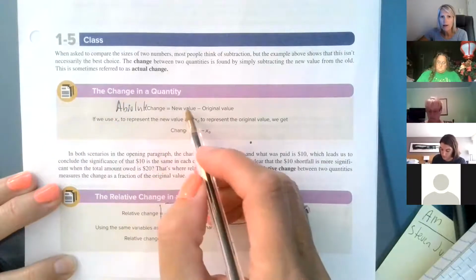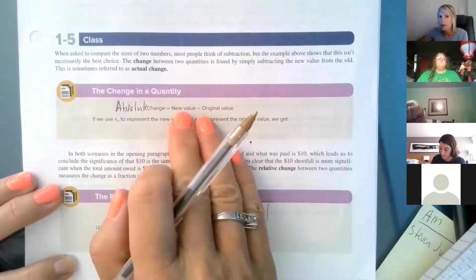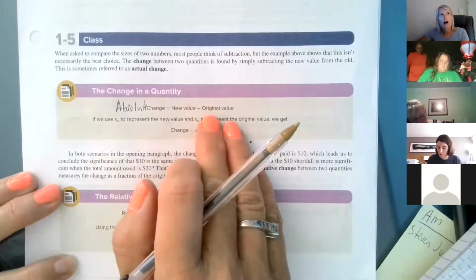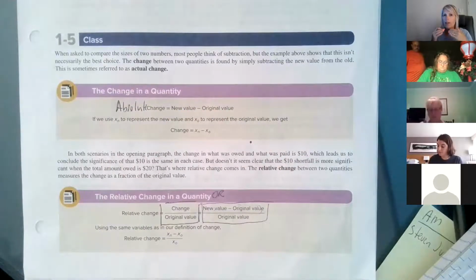Absolute change is the new value minus the old value. Not always the biggest minus the smallest, but it's always the new minus the old or original. And so if we're talking about time, like 2021 would be the new value, and then anything before that would be the old value.